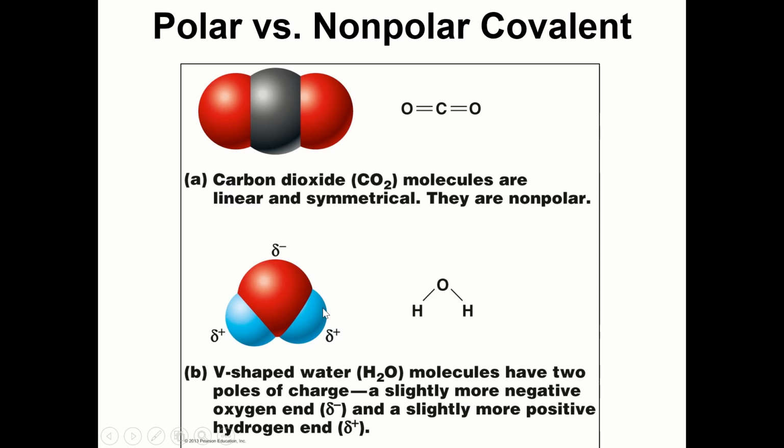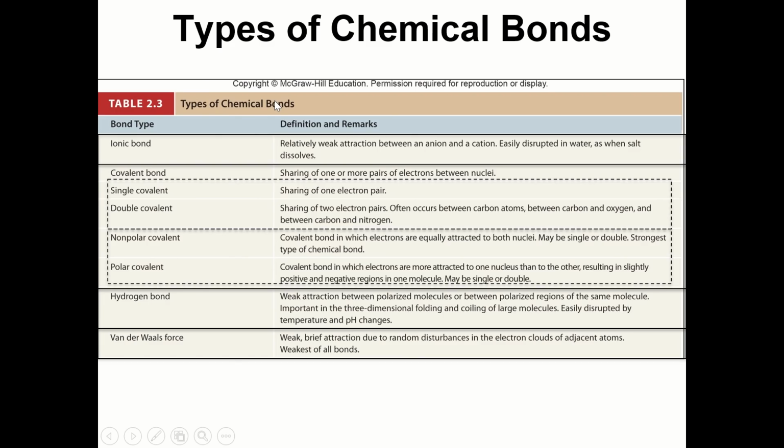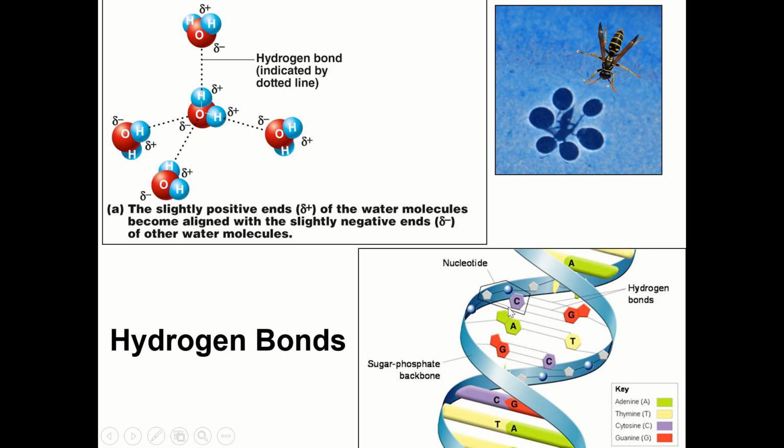Now, I do want you to memorize the fact that water is polar, and I want you to memorize that carbon dioxide is a nonpolar covalent molecule. We're going to come back to those types of molecules pretty soon, but make sure you understand the definitions as presented here. We also have hydrogen bonds that are going to be weak attractions between polarized molecules or polarized regions of the same molecule. And this is going to be pretty important as we take a look at the effect of water on the body.